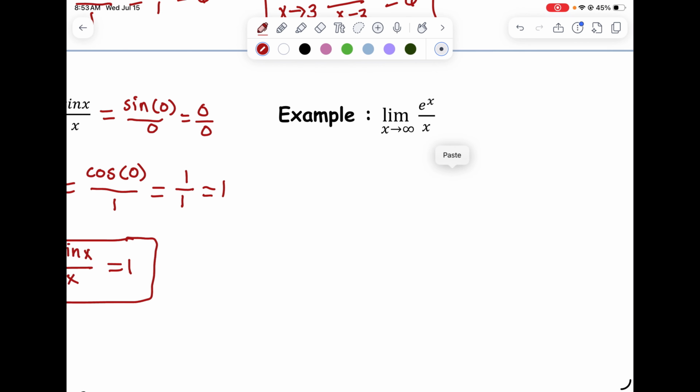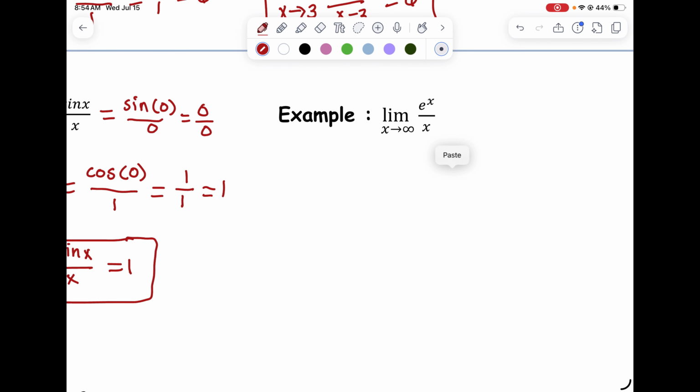Okay, so now let's look at an example with a different type of limit. Instead of x approaching a number like 0 or 3, x is now approaching infinity. And before we do anything, I just want to remind some people that we're not plugging in infinity, because infinity is not a number we can just substitute into the function. Instead, we're asking ourselves what happens as x gets larger and larger.